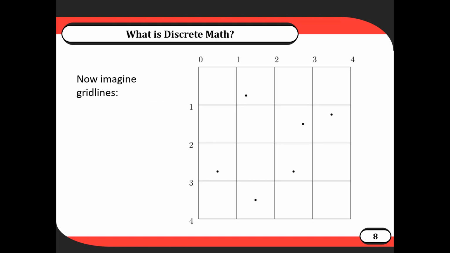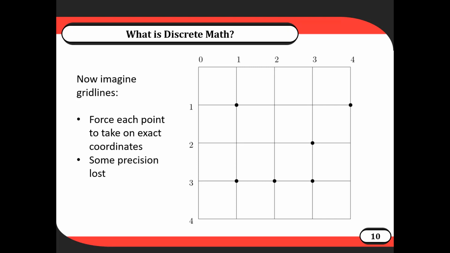So now we can imagine the same plane and imagine grid lines on it. And now we take each of these points and we assign it a definite coordinate based on these grid lines. So each of these points must be at the intersection of two grid lines. So now they take on exact coordinates. Some of the precision is lost. So when we solve problems with computers, often we're solving a discrete model of the problem, and so the values that we get back are not going to be precise in every case, but if it's a good model, it will give us back something useful.